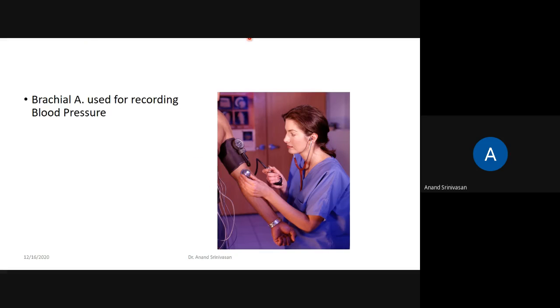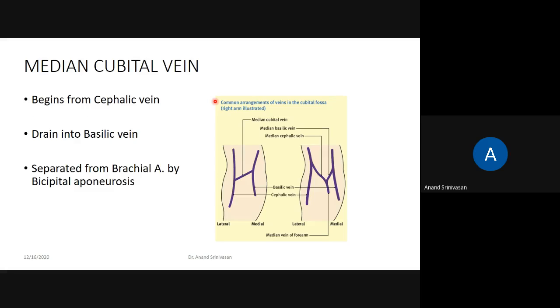All right, so this is regarding the brachial artery. Why is it important? The median cubital vein, we have already seen this, so I won't spend much time on it. It joins the cephalic and the basilic vein, and is separated from the brachial artery by the bicipital aponeurosis. That's why when you're giving an injection, you need to be careful that you should not poke too much. If you press too hard the needle might injure the brachial artery, and there is going to be a heavy bleed.